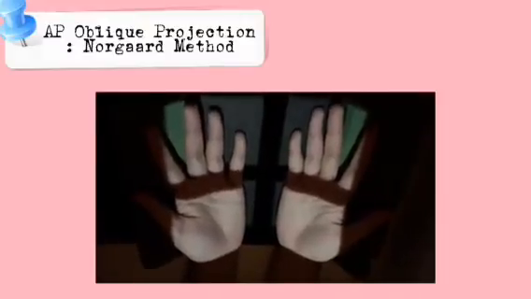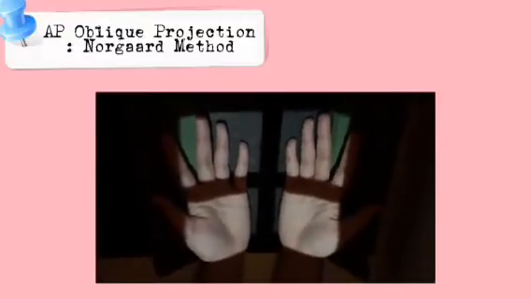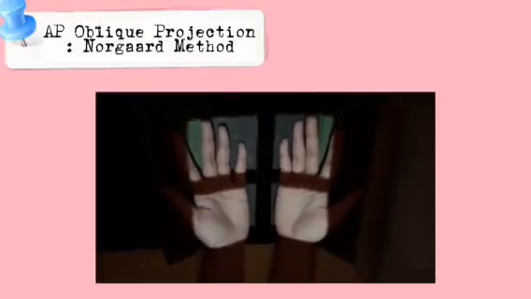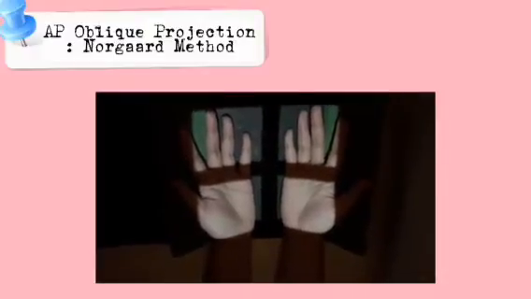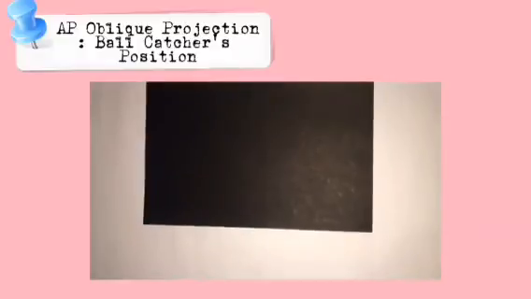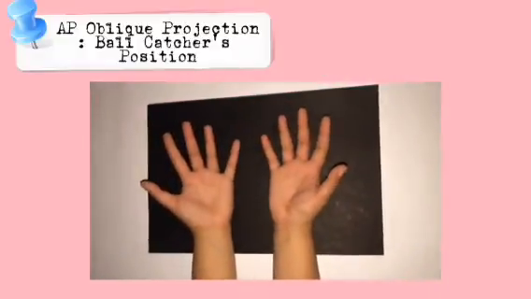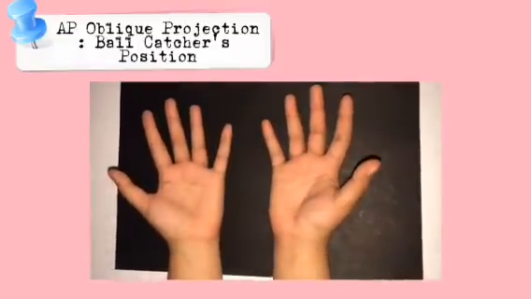Rotate the patient's hand to a half supinate position until the dorsal surface of each hand rests against each 45-degree sponge. Extend the patient's fingers and abduct the thumb slightly to avoid superimposition over the fingers.